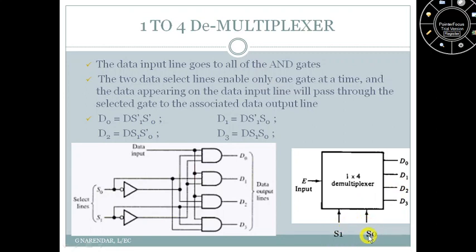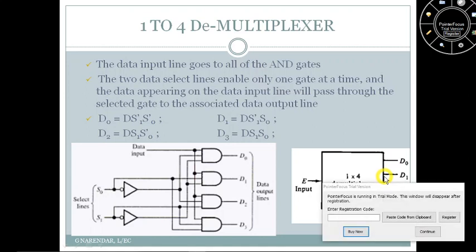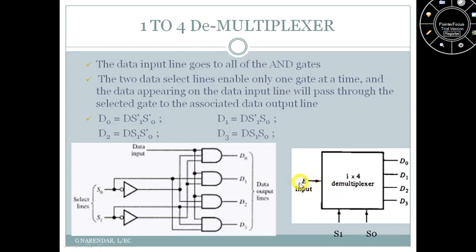So depending on the combination of bits for the selection inputs, one of the output lines is selected, and the digital information present on the input line will be transmitted to the selected output line. So here we have shown at the left the combinational logic circuit of the 1 to 4 demultiplexer using basic logic gates. Here you can see that this is the data input line, and these are the 4 data output lines, and here we have the selection inputs S1 and S0.